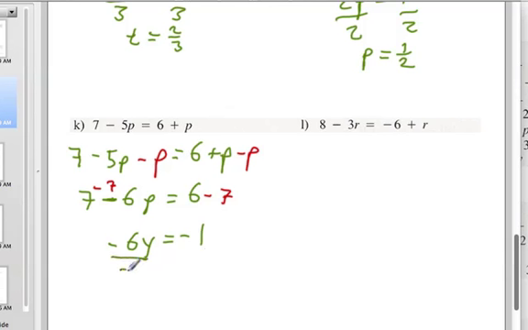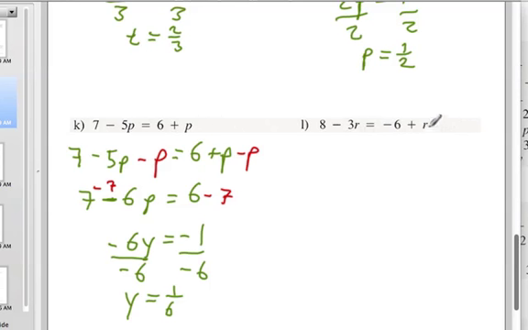We divide both sides by negative 6. And we get p is equal to 1/6. And make sure you put it in its simplest terms, because negative divided by a negative is a positive. So the simplest form is 1/6.